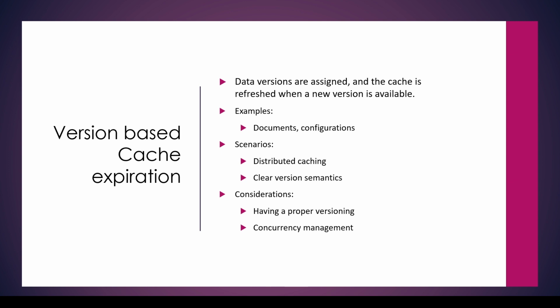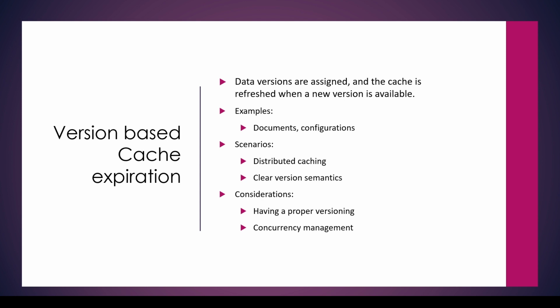This kind of expiration can be used with documents or configurations. So let's say we are working with some documents, because documents generally have a version number. Whenever we make some changes in the document, it creates a new version. So whenever a document is updated, the version would be incremented. At this point, the cache is not updated. It doesn't know anything about this update. So it has an entry with an old version that can now be expired. So that's how version-based expiration works.